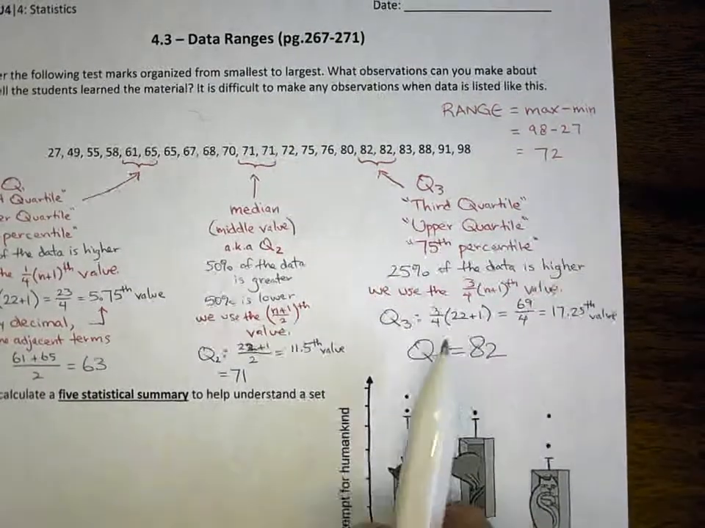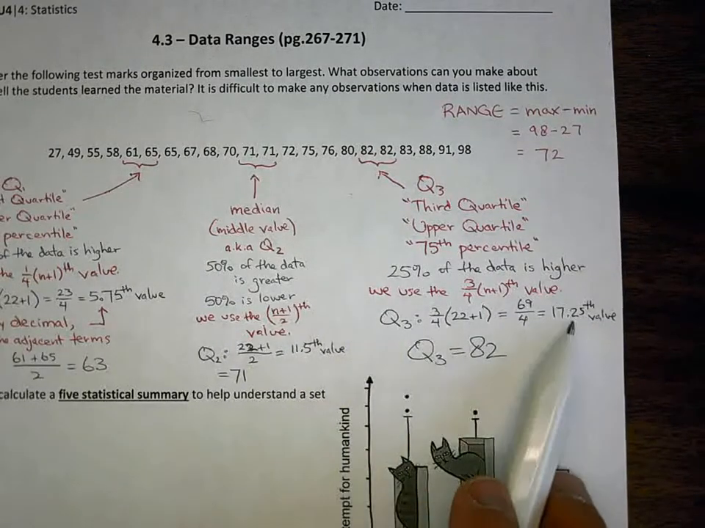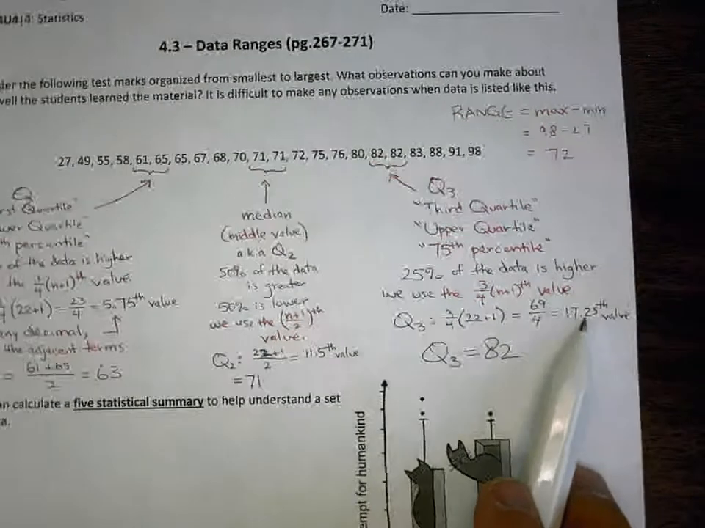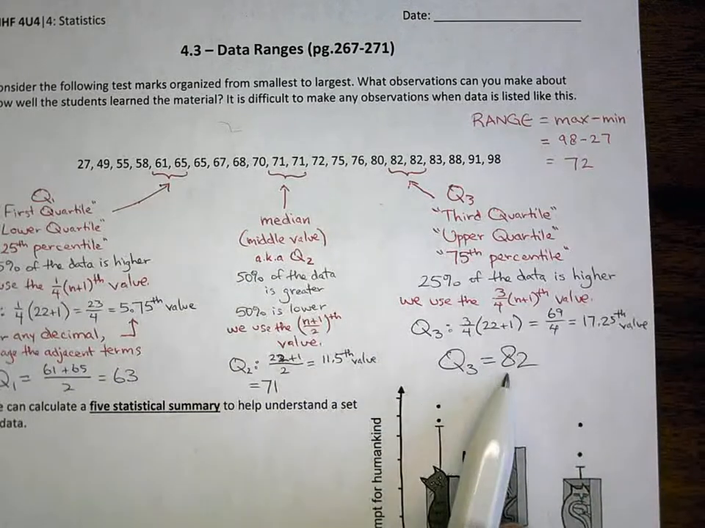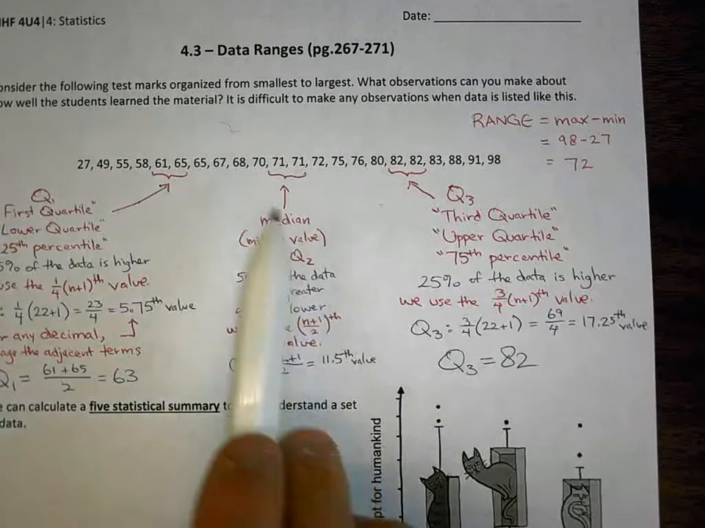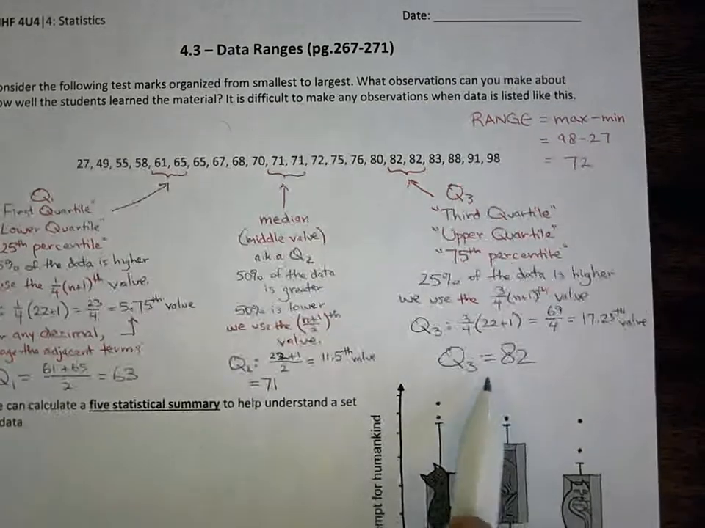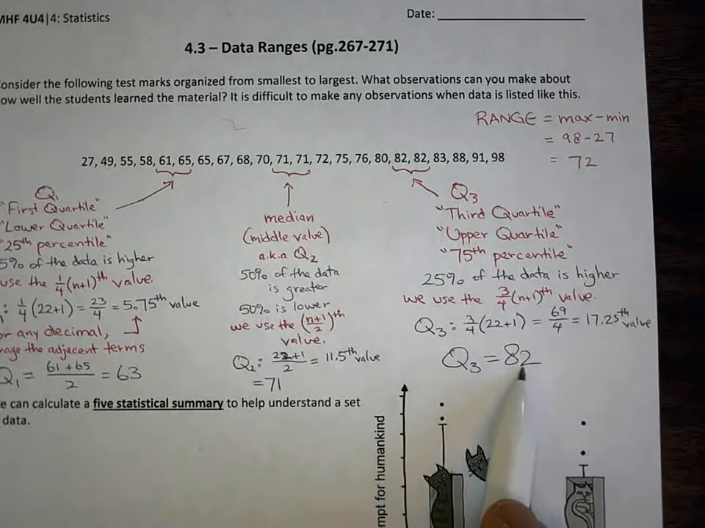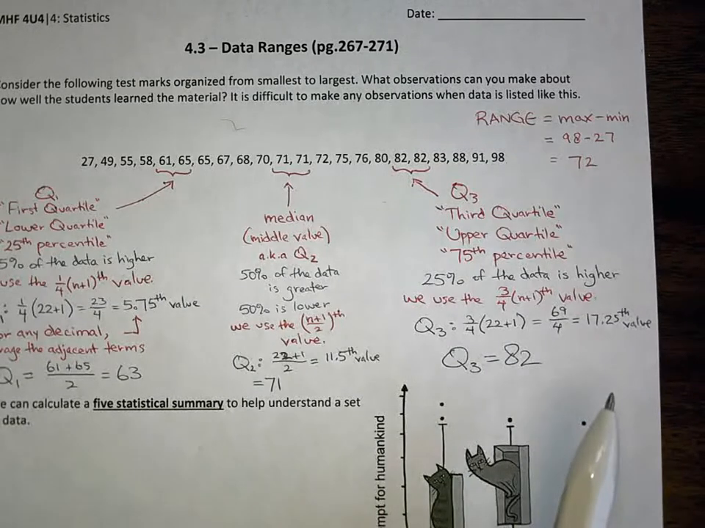It's worth mentioning once again that Q3 is not 17.25. Q3 is the 17.25th value. So I actually have to count 1, 2, 3, 4, 5, 6, 7, 8, 9, 10 to get to 17, 18, and then that gives me the actual value. My statistics are all test marks, so my quartiles are all test marks as well. And again, think about what this means. You can tell something about your class. If the third quartile is 82, it tells you that a quarter of the students are above 82.